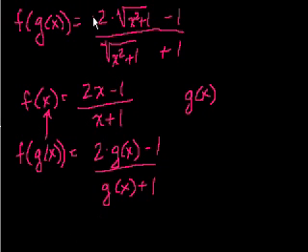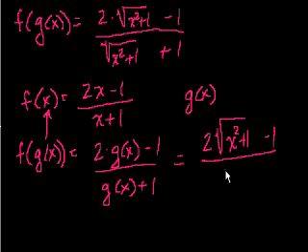And we also know that f of g of x is equal to this thing, right? I mean, here we just took the g of x and put it in f of x, and we wrote the g of x in the expression. But we know that that is equal to this expression up here. So that is also equal to 2 times the square root of x squared plus 1 minus 1, all of that over the square root of x squared plus 1 plus 1.